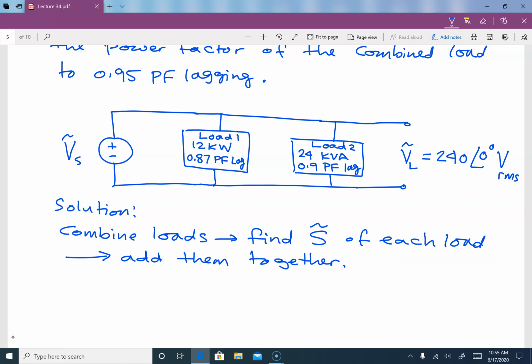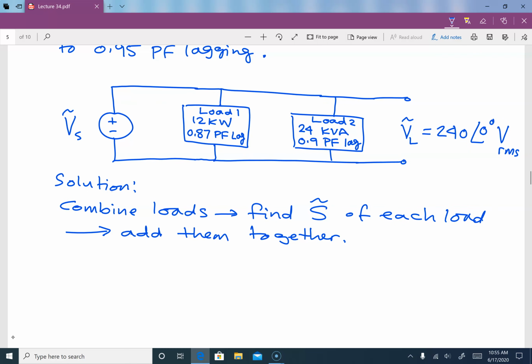Because it doesn't matter the connection of these loads, if they are in parallel or series, because as you know, if they are in parallel, the voltage is the same. If they are in series, the current is the same. So when it comes to power or complex power, it doesn't matter the connection. So you will just combine them together by adding them together.